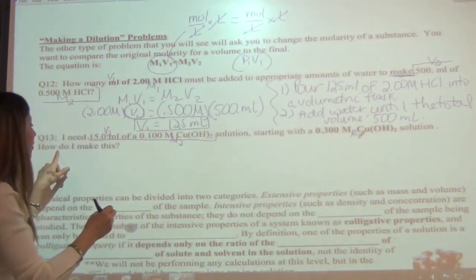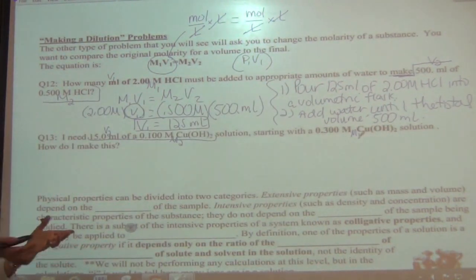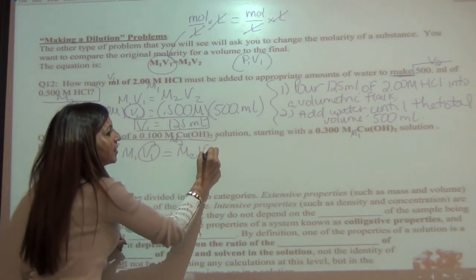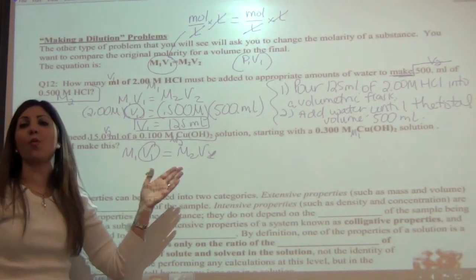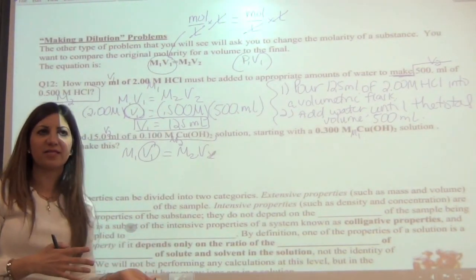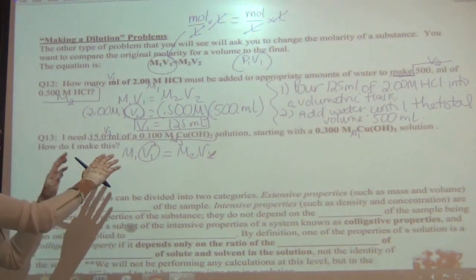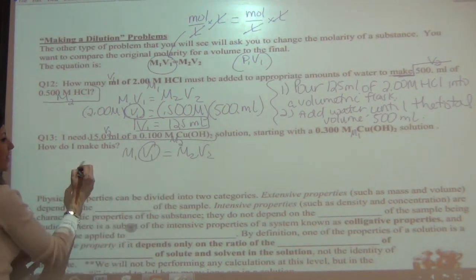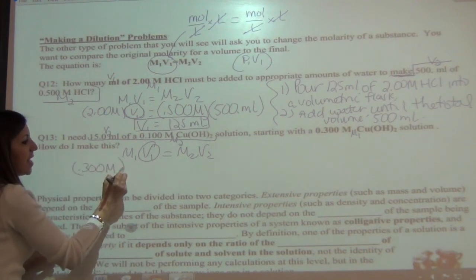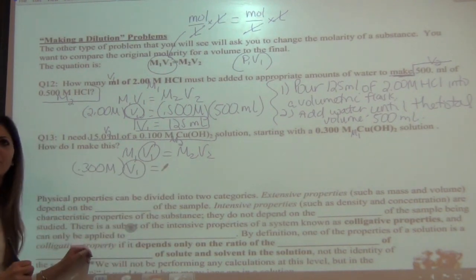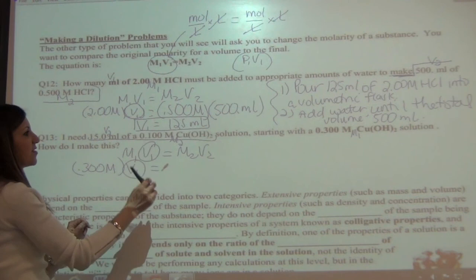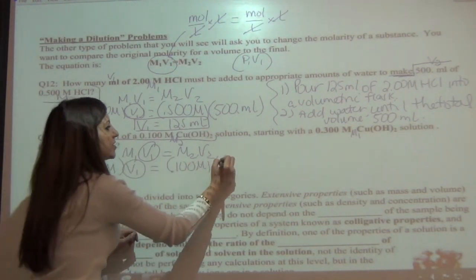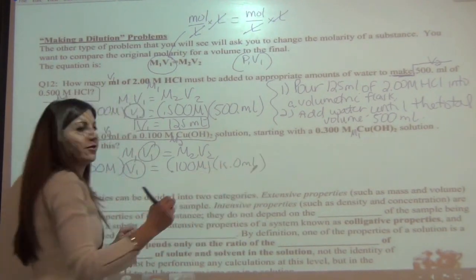Perfect. And then what are we looking for? Well, we're looking for how to make it. So we're actually looking for V1 again. There are problems where you'll be looking for what the concentration is if you've made this dilution, so you could be solving for different things. We know our M1 is 0.300 molar, and our V1 is what we're looking for. We want to know how much we're taking out. Our M2 is the final concentration, which is 0.1 molar, and the V2 is 15.0 milliliters.